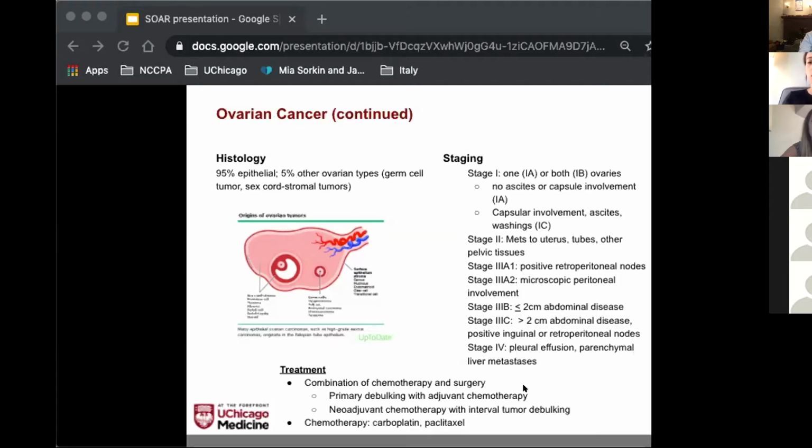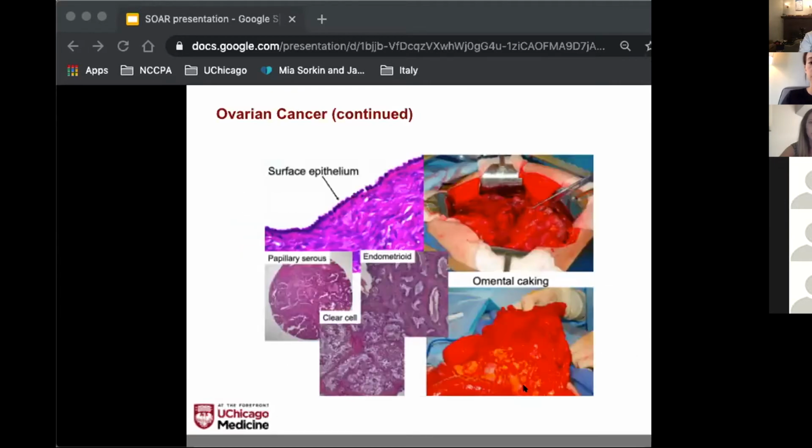And depending on what stage we think the patient is up front, we might recommend surgery first if we're able to get all the disease out. Or sometimes we'll do neoadjuvant chemotherapy, which is chemotherapy first to stabilize or shrink the size of the tumors, and then approach surgery later when it has a higher chance of removing all visible tumors. The 2 chemotherapy agents most commonly used in gynecologic malignancies, which I'll briefly touch on later, are carboplatin and paclitaxel.